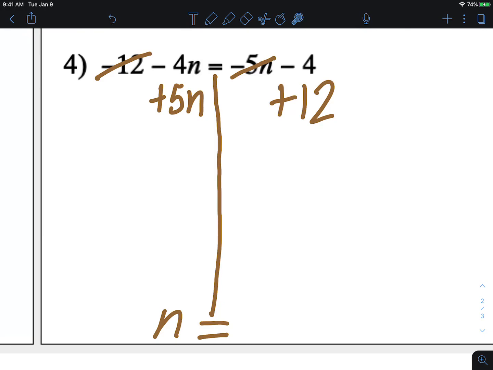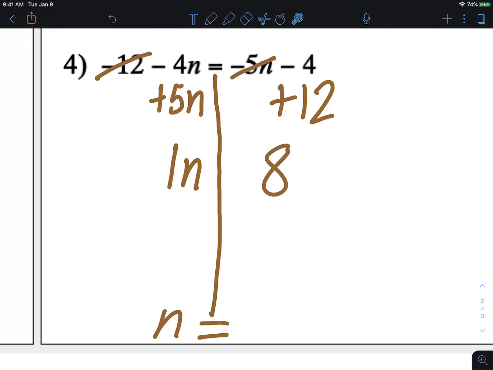Now, again, I have a minus 4n and a plus 5n. They're different signs, so I have to subtract. 5 take away 4 is 1n. And it's a positive because 5 is bigger than 4 and 5 is positive. So positive 5n there. And now this side, negative 4 and positive 12 are also not the same sign. So I'm going to subtract 12 minus 4 is 8. And it's going to be a positive 8 because 12 is bigger and 12 is positive.